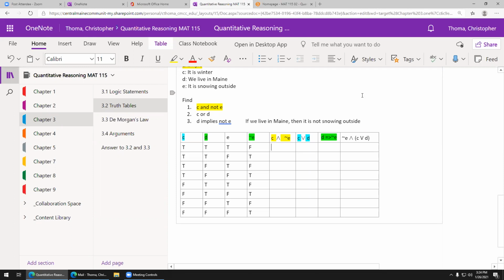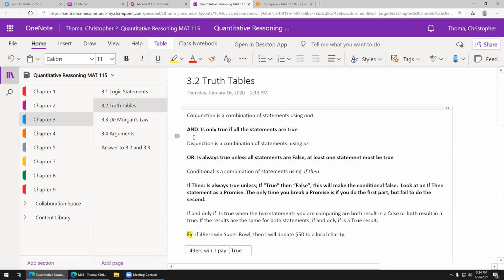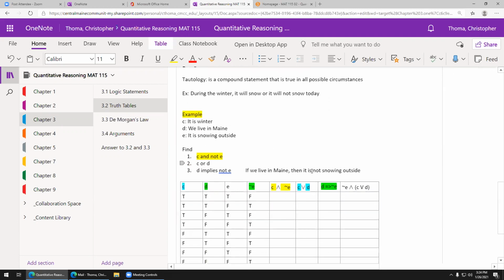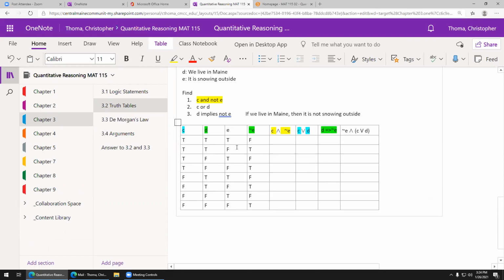So we're back to our rules. Just to refresh, let's go to the top. And is only true if everything is true, right? So we come down here. And I know you can't see what I'm doing, but because I'm comparing C and not E, I am taking my fingers and putting them on columns C and not E, right? Because do I care about column D? No. Do I care about column E? No. I compare only column C and column not E.